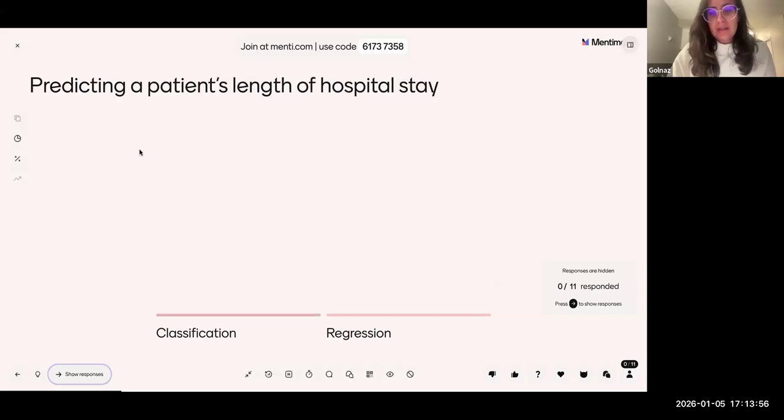Another example on the same topic, predicting a patient's length of hospital stay. Do you think that's a regression or classification problem?